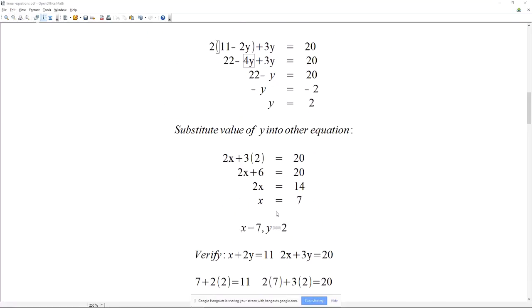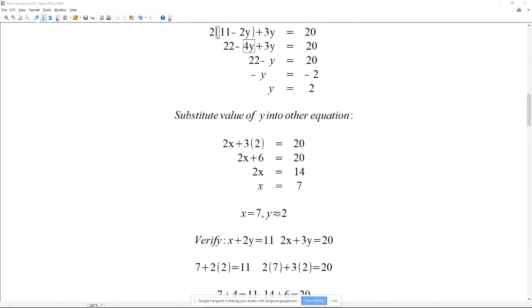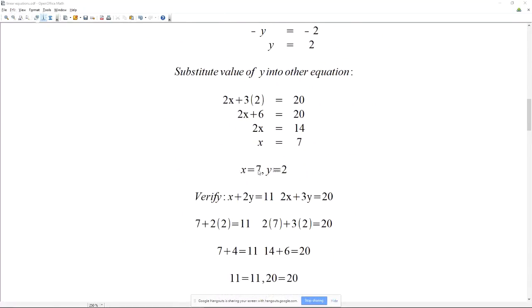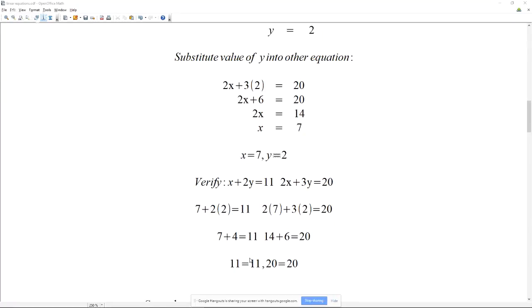Okay, verify. Now we verify it, right? When I verify, I'm sticking in what I believe were the correct answers. For y I put 2, and 7 plus 4 is 11. 11 is equal to 11. Good. I put 7 into here, and 2 into here. I get 14 plus 6 equals 20, and 20 equals 20. There you go. So we know that these are the correct answers, right?